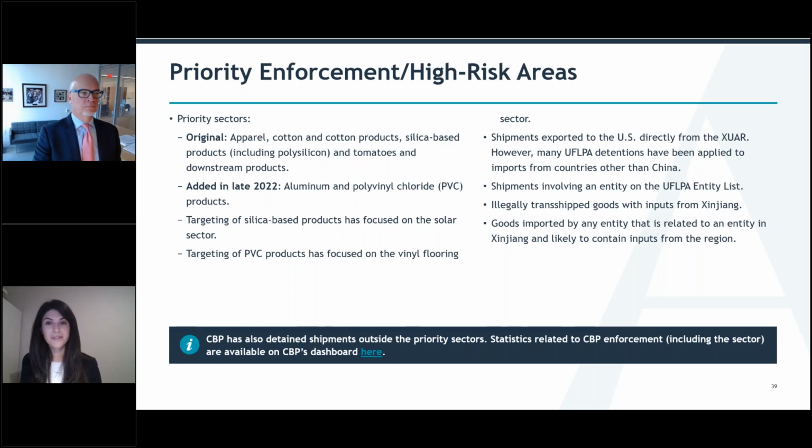And finally, I note briefly here too that CBP has not solely targeted shipments coming from China, but from third countries as well, and particularly Vietnam and Indonesia. Next slide.